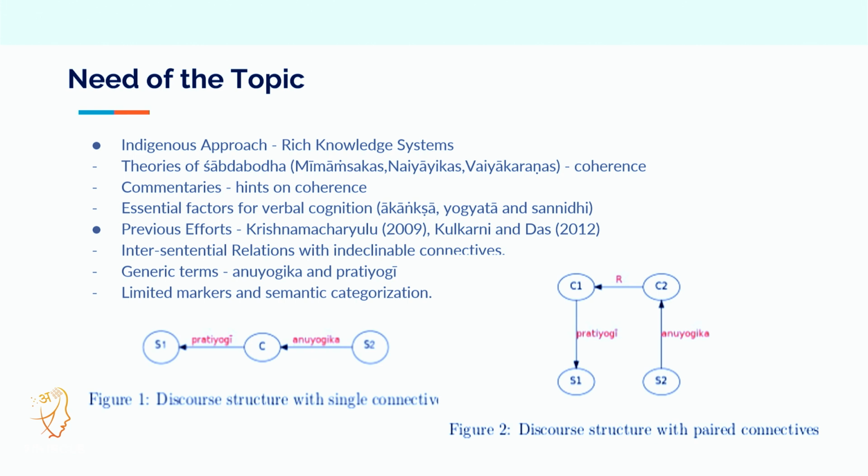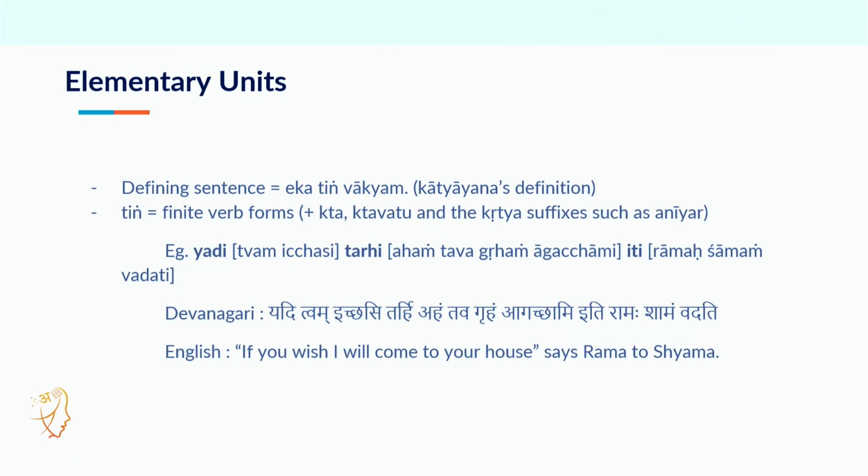So connector 1 and 2 are basically paired markers, but there was an option to omit one of them. In that case, figure 2 would collapse to figure 1, which only has one connector. The limitation of this stage of the work was that only a limited set of markers was discussed, and because of the generic terms, the semantic categorization was very vague, and it needed to be more specific. So that's why we took up this work.